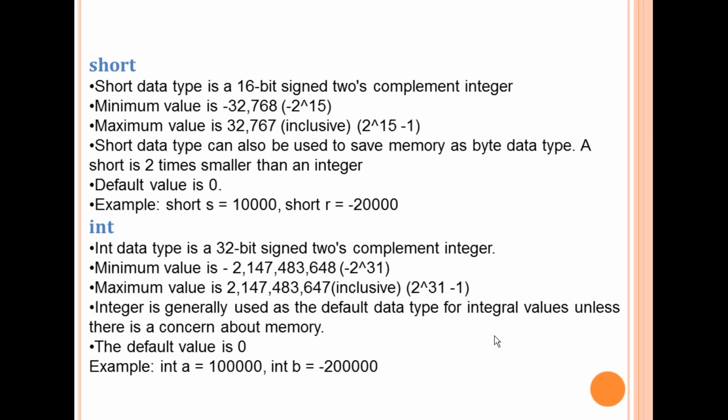Data type int. Int data type is a 32-bit signed 2's complement integer. Minimum value is -2,147,483,648, and the maximum value is 2,147,483,647. Integer is generally used as the default data type for integral values unless there is a concern about memory. The default value is 0. An example is int a equals 10,000.